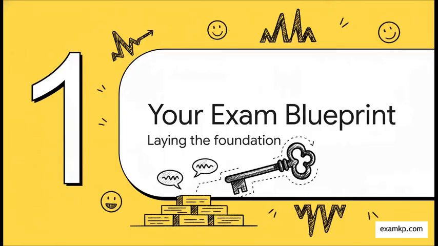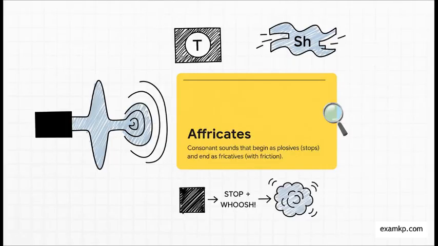Okay, first things first. We have to lay a solid foundation. You need to understand these two simple definitions. Seriously, once you get this, everything else just clicks into place. So what in the world is an affricate? Just think of it like a quick 1-2 punch that happens in a single sound. It starts with a total stop of air, like when you get ready to say t, and then you release it with a whoosh of friction, like the sh sound in shoe. It's basically a stop plus a whoosh.